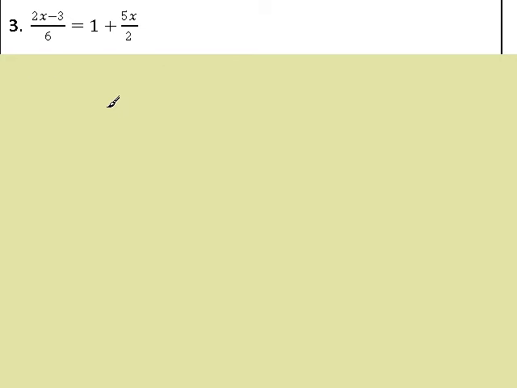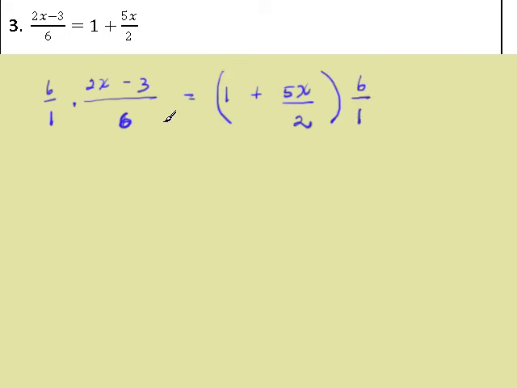In number 3, again, we want to get rid of the denominators 6 and 2. Okay, so let me just copy that over here. So we're going to again multiply both sides by the common denominator. Well, that would be 6. 6 is the smallest number that 6 divides into and 2 divides into. So we're going to multiply by 6 over 1 over here, and on the right side as well.